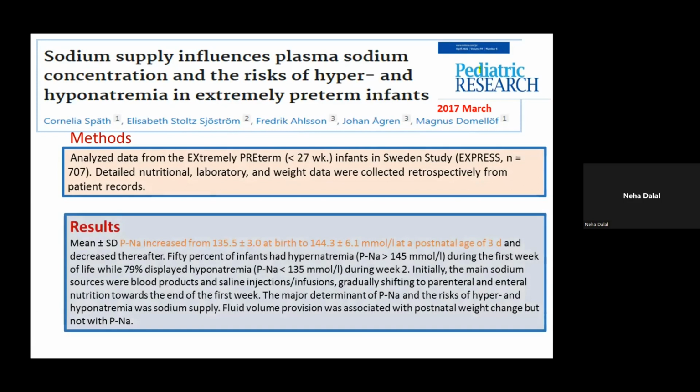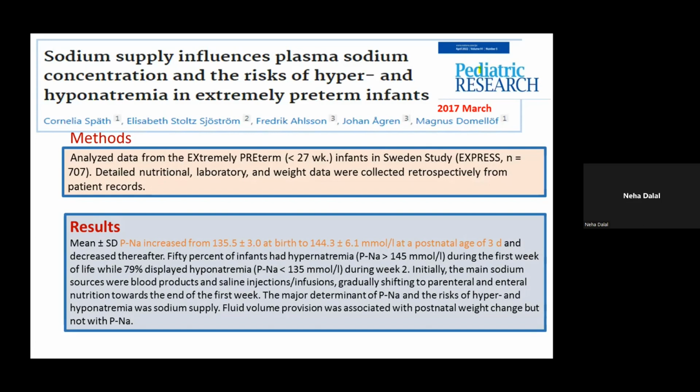What the study concluded was that sodium levels increased from 135 millimoles at birth to about 145 millimoles by day 3 of life. Further, they determined that approximately 50% of the babies had hypernatremia in the first week of life, which gradually changed into hyponatremia in about 80% of the babies in week 2 of life.